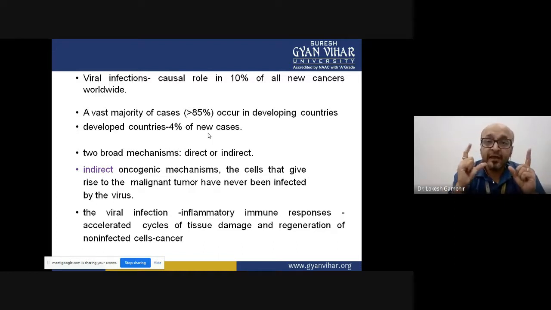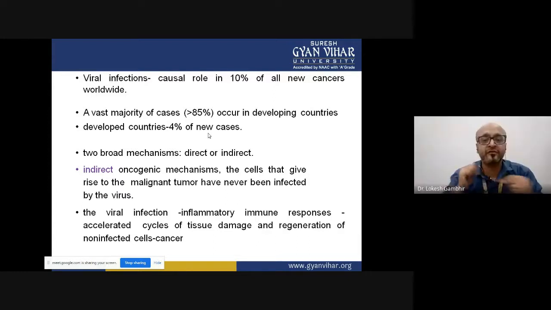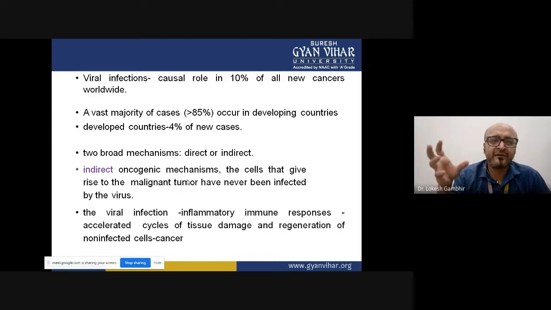We say indirect mechanism in terms that the cell which is getting infected by the virus is not actually developing into a tumor cell, but the cell which was not getting infected, which was not affected, is now transformed because of the viral infection. So you see, the cells that give rise to malignant tumor have never been infected by the viruses. So what exactly is happening?